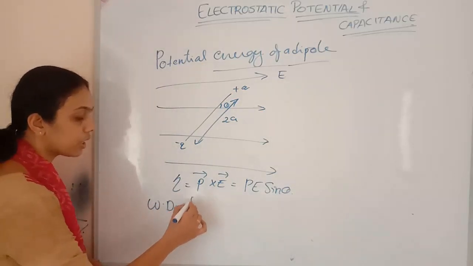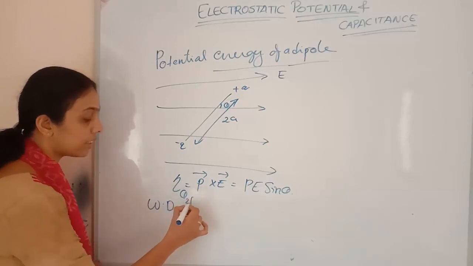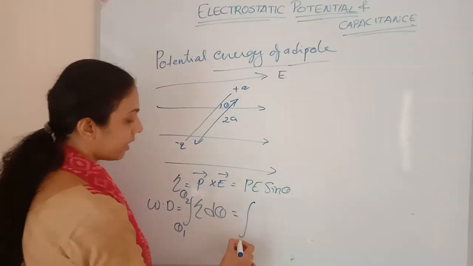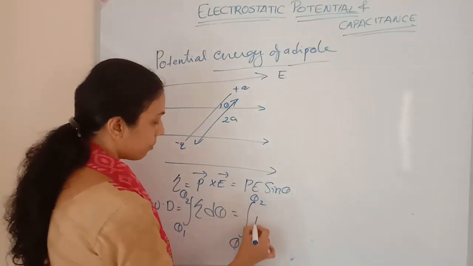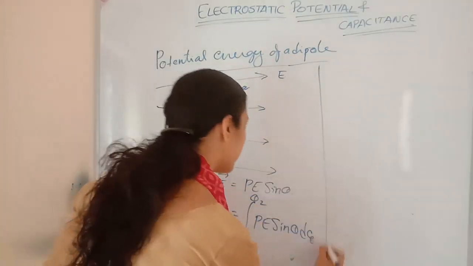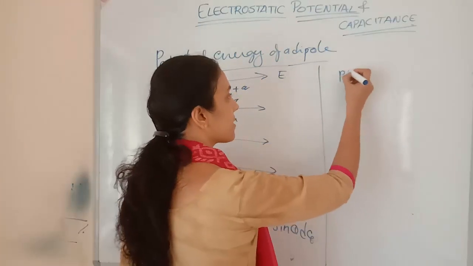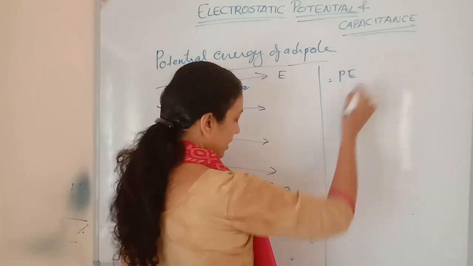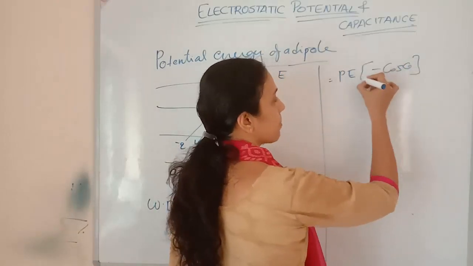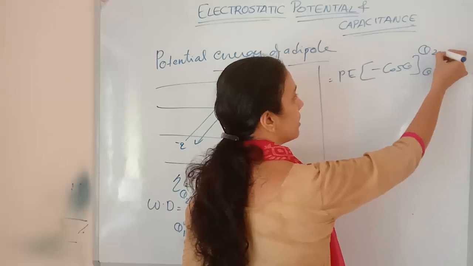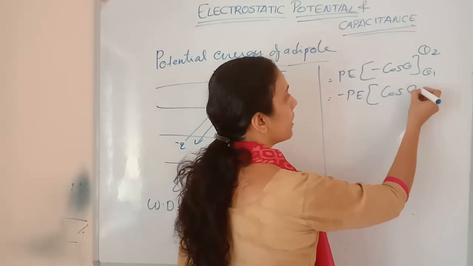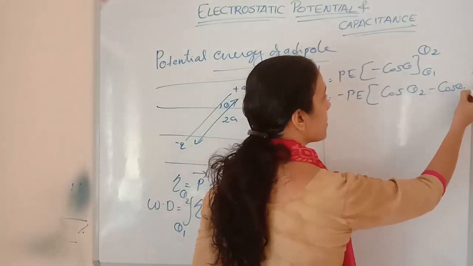So how can we find the work done? Work done in rotational motion will be equal to the integral from theta 1 to theta 2 of torque d theta, which is the integral of pE sine theta d theta. Clear? Here pE is taken outside. The integral of sine theta is minus cos theta, from theta 1 to theta 2. While substituting, we get minus pE times cos theta 2 minus cos theta 1.